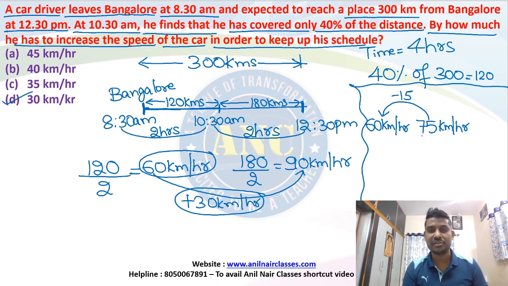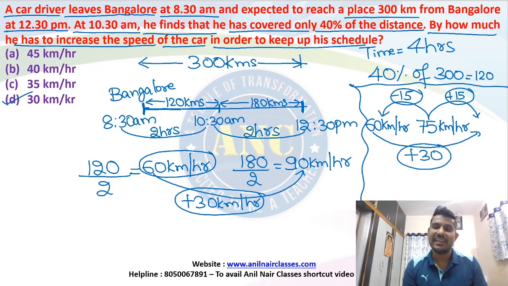He wants to reach the destination. How much should he increase the speed? From 75 he should increase by another 15. That means from 60 he should increase by 15 plus 15. Totally he should increase by 30 kilometers per hour. Any way you want to do it, you will still end up with the same answer. If you apply method 2 also, the answer will be 30 kilometers per hour. I hope the solution is very clear for all the students listening to the class.